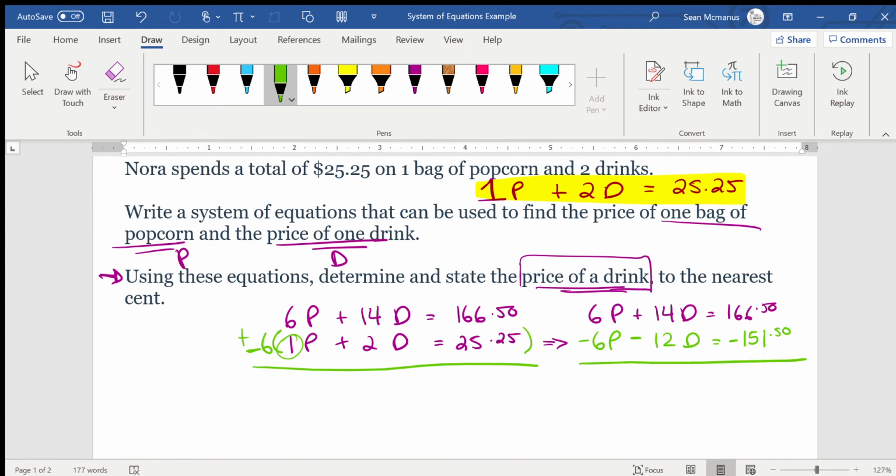And now when I add these together, the P's give a 0. That's nice. 14 minus 12 is 2D. And 166.50 minus 151.50, the 50 cents cancel out, and I'm left with just $15. So 2 drinks is $15. Divide by 2, and one drink would be $7.50. Okay, so there's one of our movie problems.